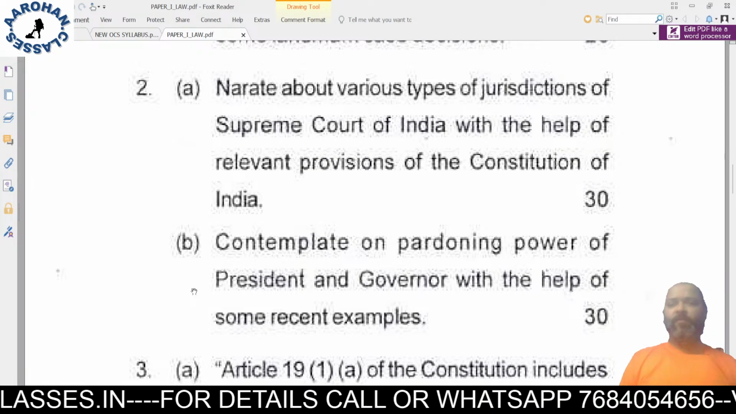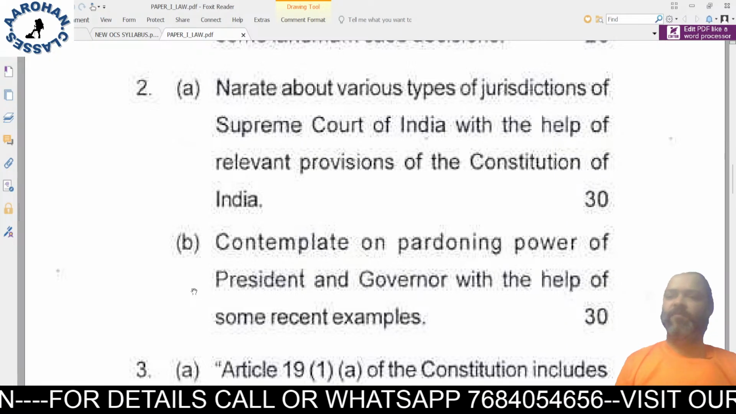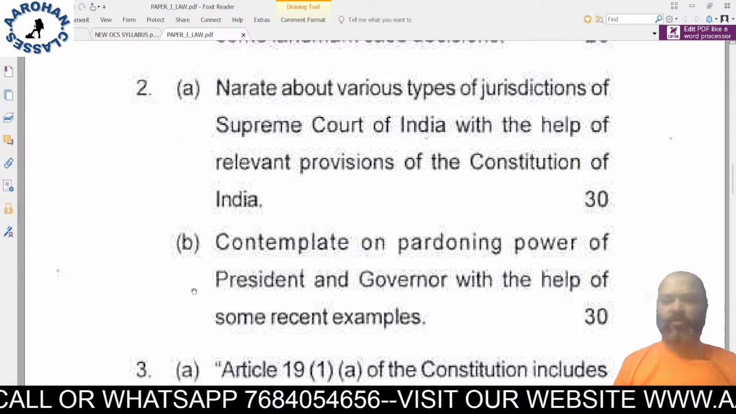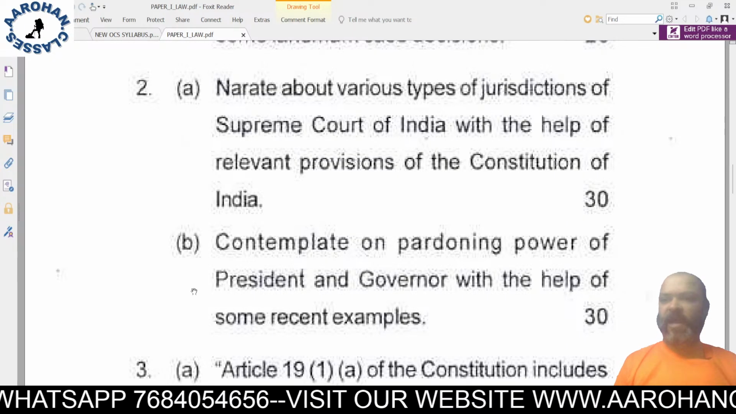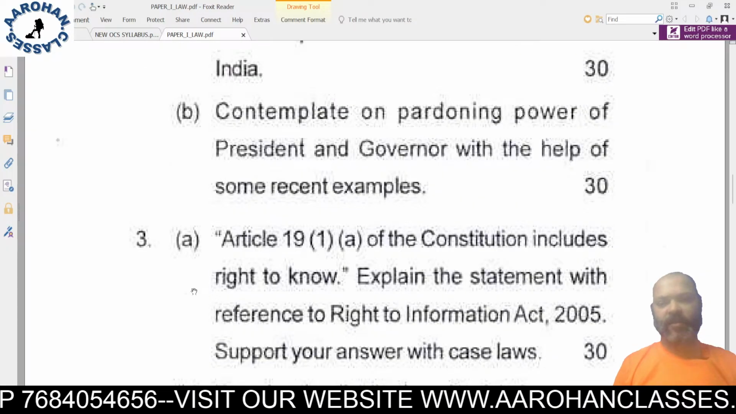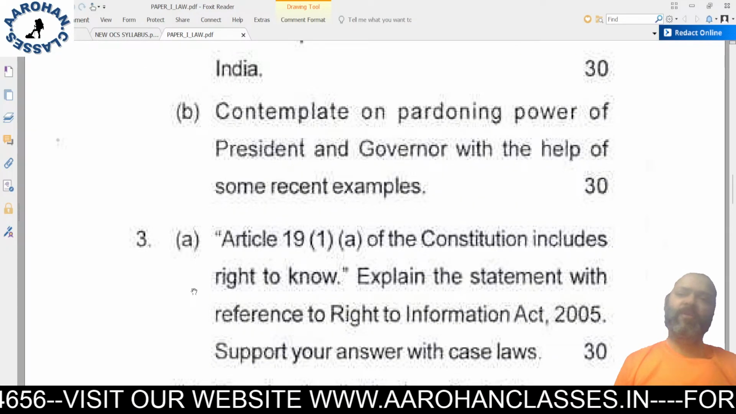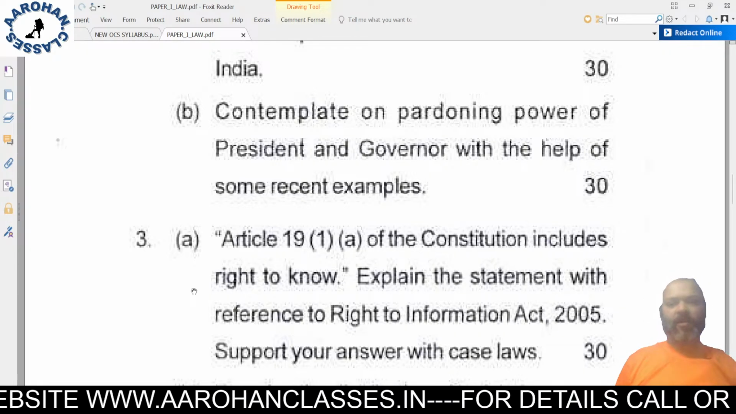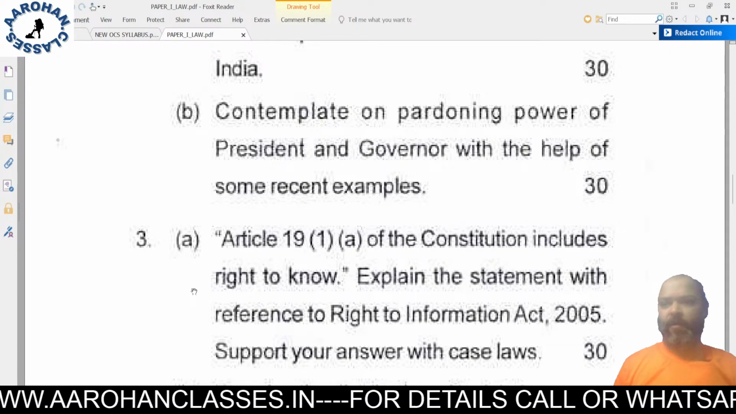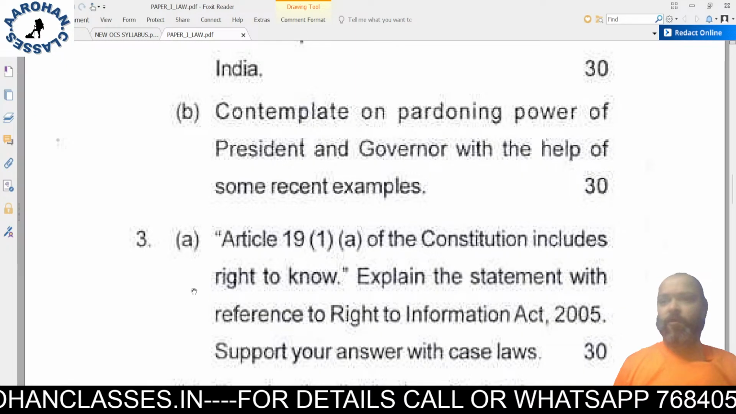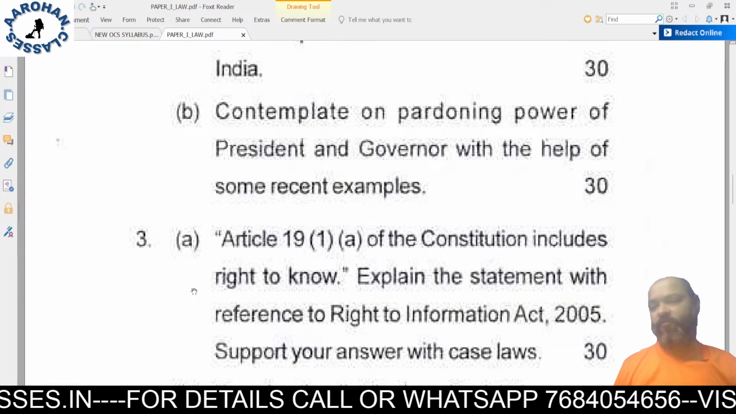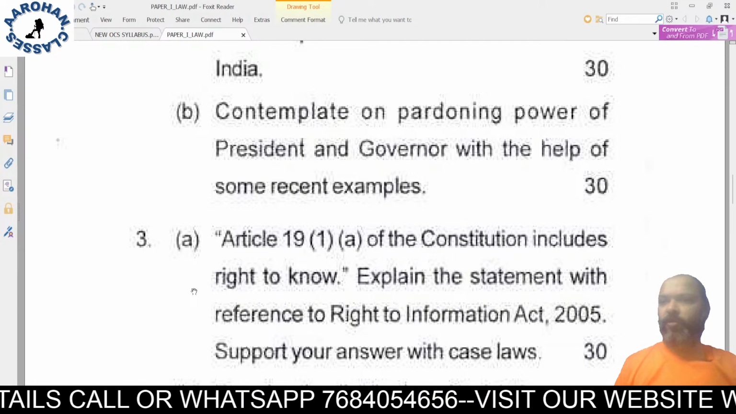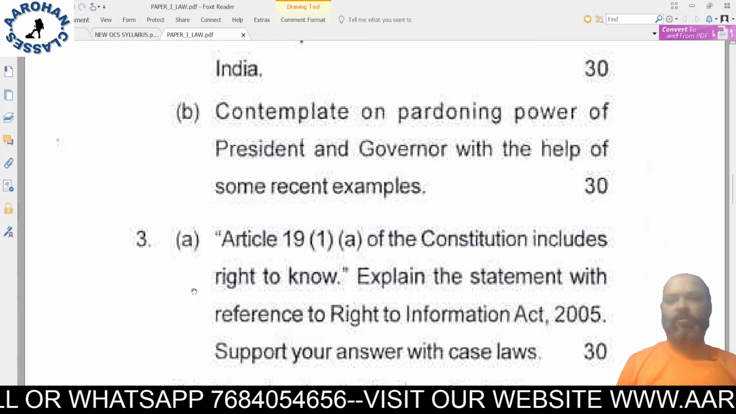Then question 2. Narrate about various types of jurisdictions of the Supreme Court of India with the help of relevant provisions of the Constitution of India. So these are all direct questions, as you can see from the syllabus. Very few questions you will get which are analytical. That is another big advantage of taking law. On one hand, you have to study constitutional law, not just polity and the Constitution, so you have to go beyond the level of Lakshmikant. That is why you have to study MP Jain. So a big portion of your prelims and mains is also covered.